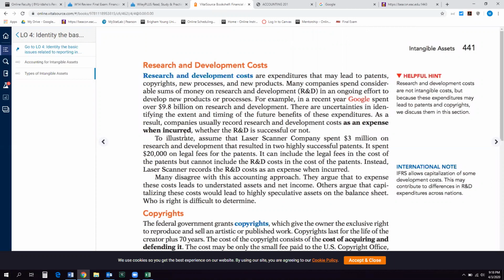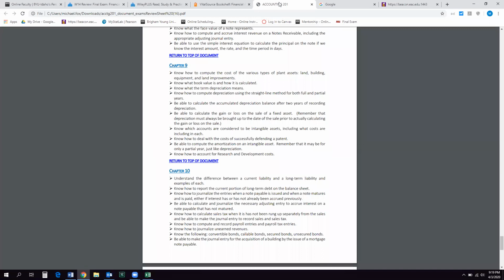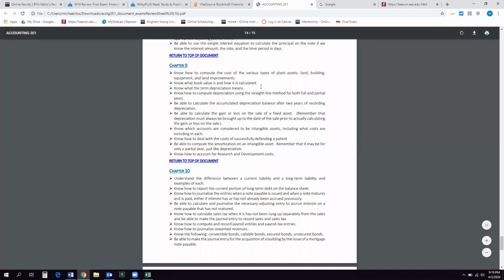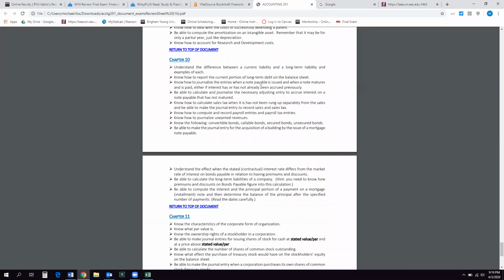As a company does R&D, they tend to record those costs as an expense as they incur them. I don't know what else to tell you. So recognize that. Again, not sure why we're spending so much time and effort on those three points, but we are. So there it is. That's the end of chapter 9.